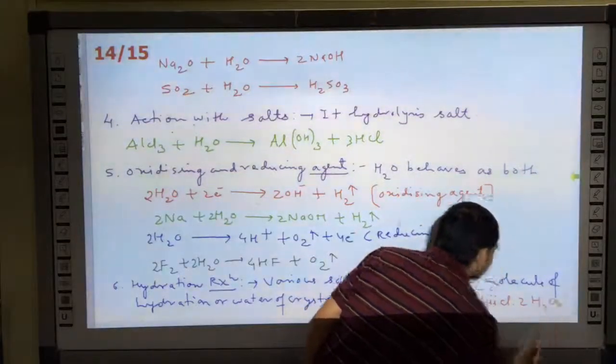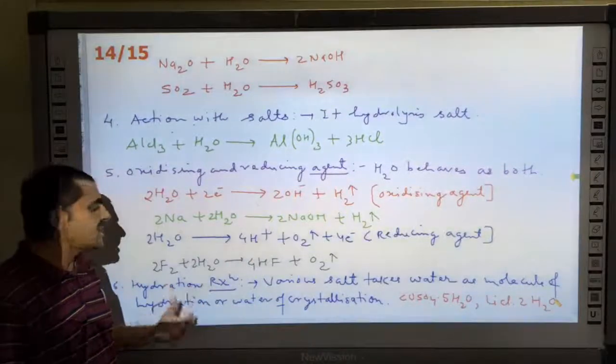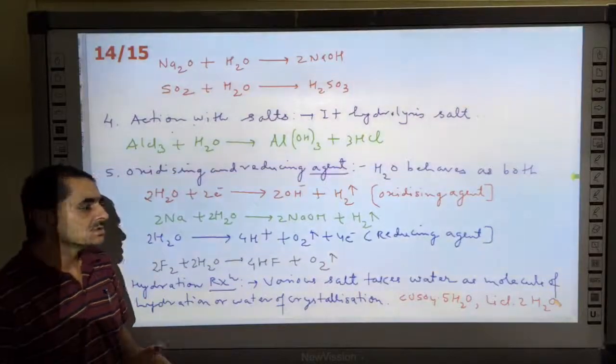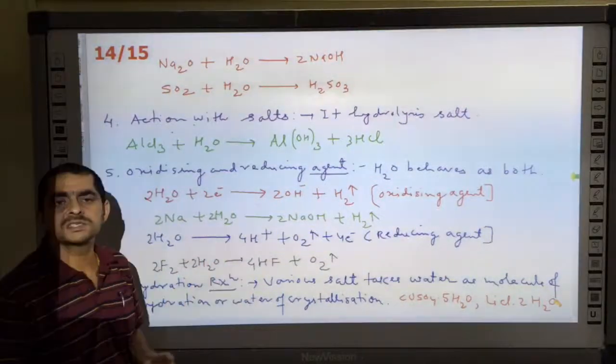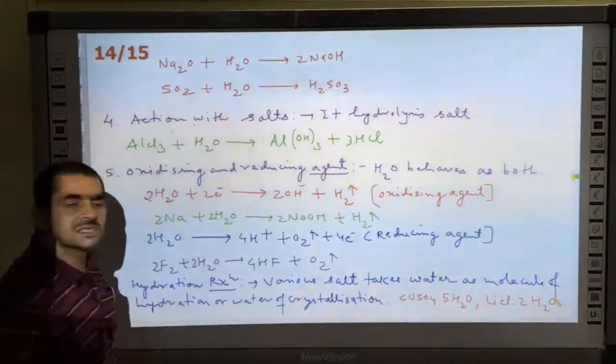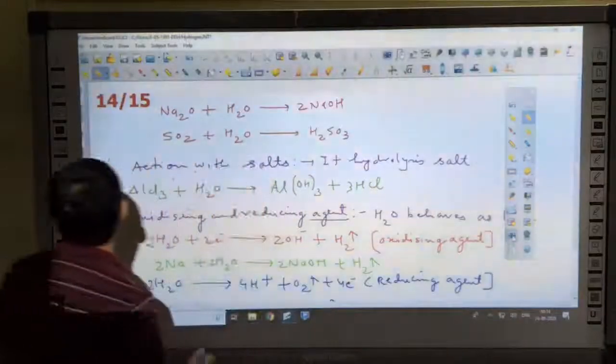There are a number of examples. LiCl.2H2O, etc. You see, it is taking 2 water molecules. So this is hydration reaction. MgCl2.6H2O. So these salts are taking water molecules. Clear? So whatever I have discussed, this is a chemical property of water. Clear? Now let us move on.